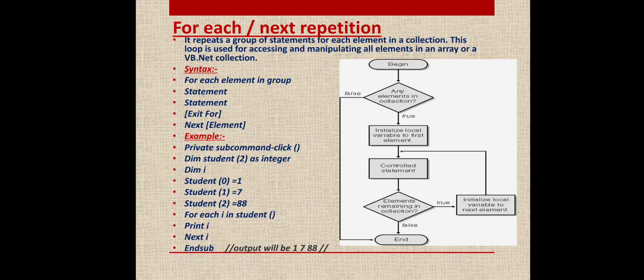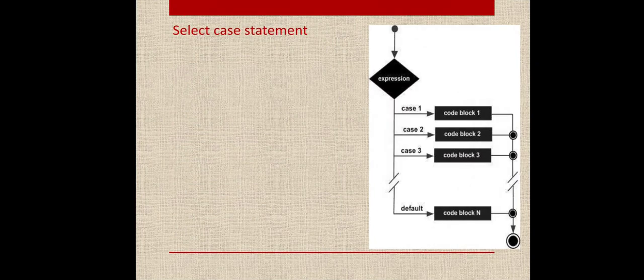after that it will check, since only three values have been stored in the array, after that there will be nothing left in the array, and the loop will automatically get closed and the program will get terminated, and we will get the output, that is 1, 7 and 88. After that, the last statement we will discuss is the select case statement.